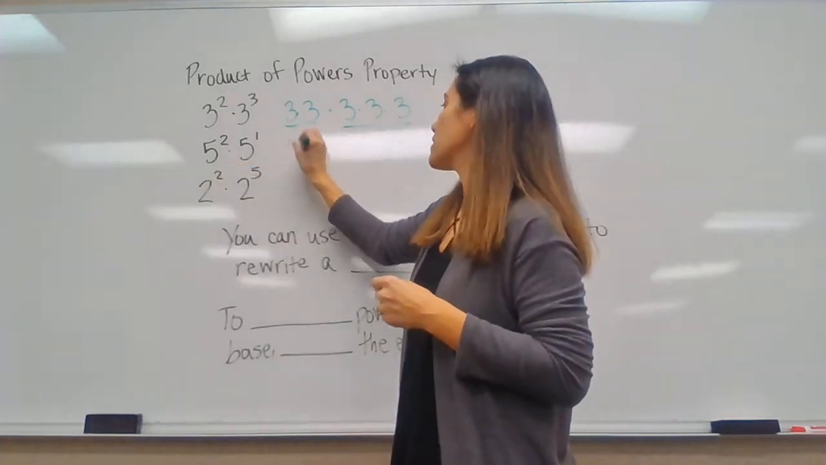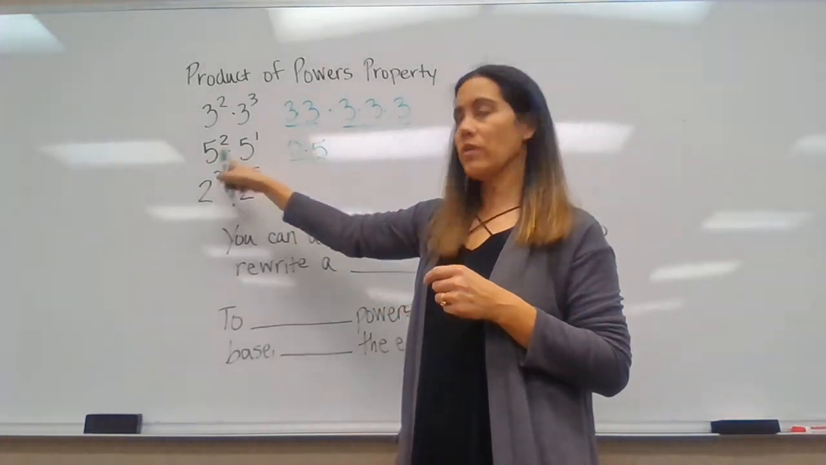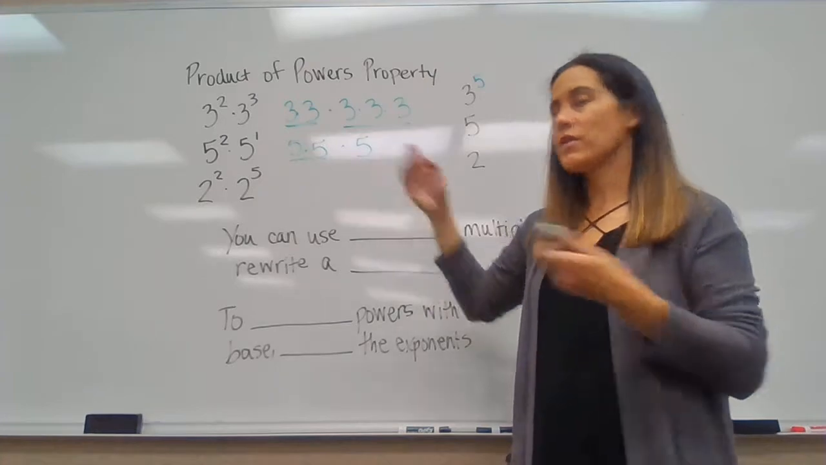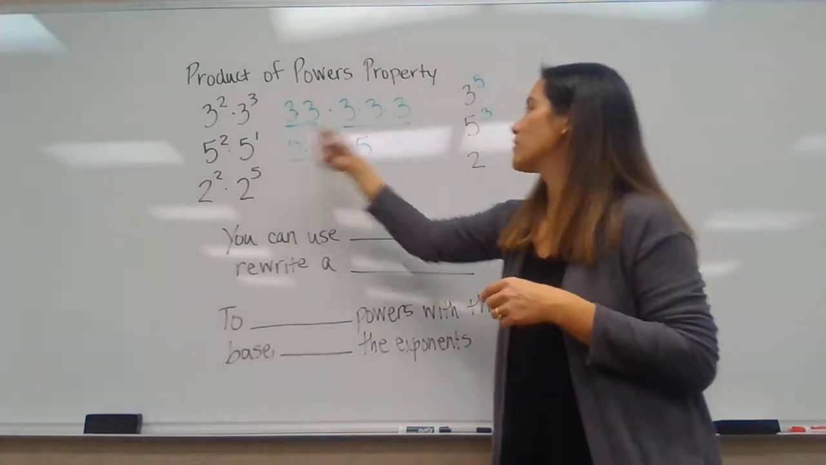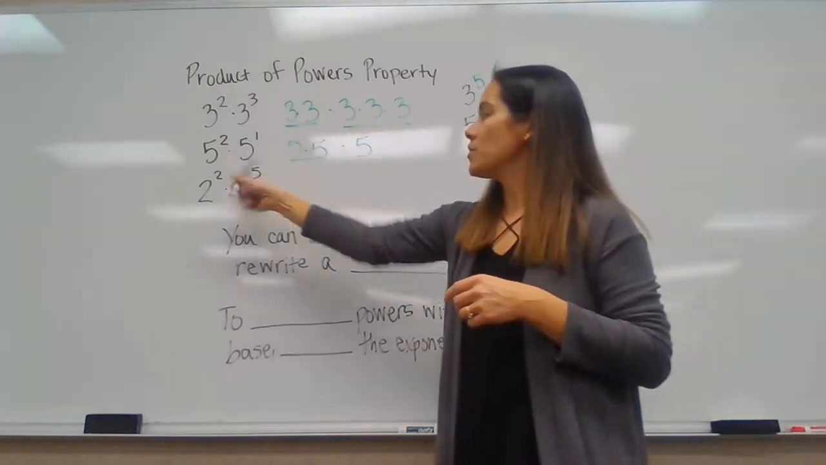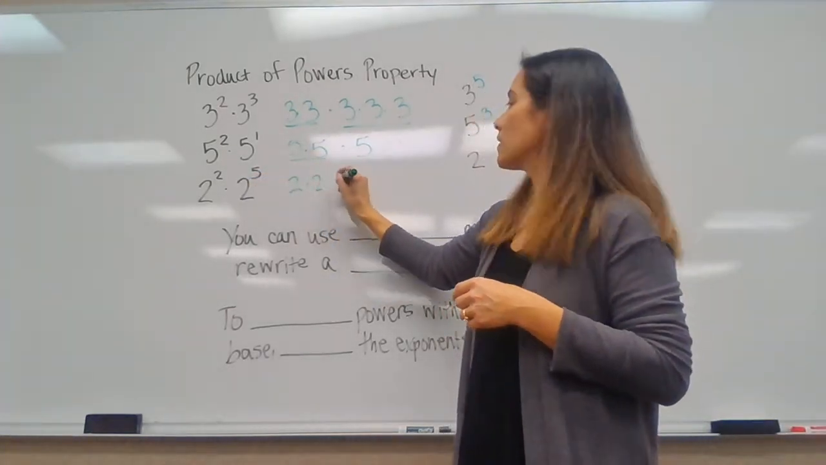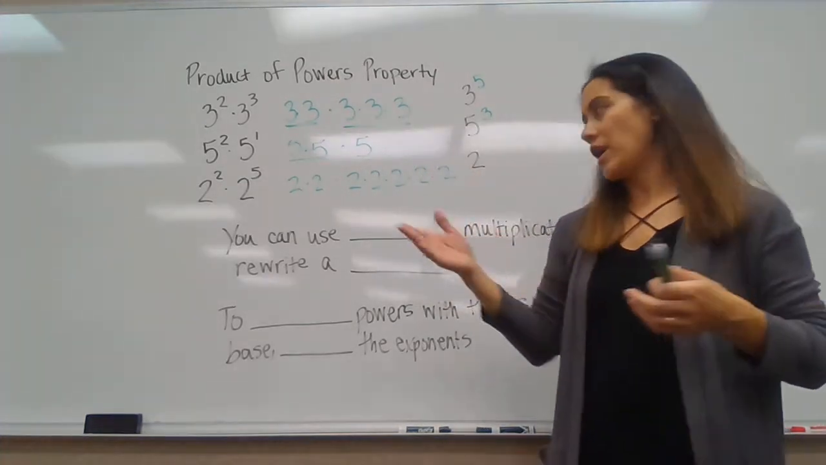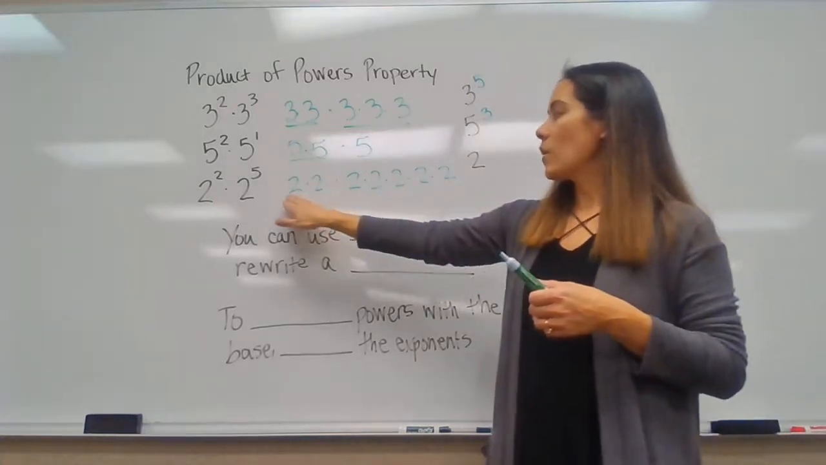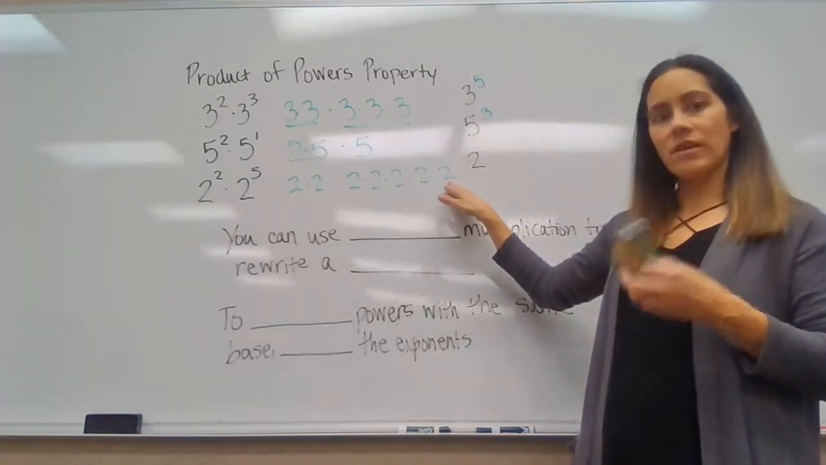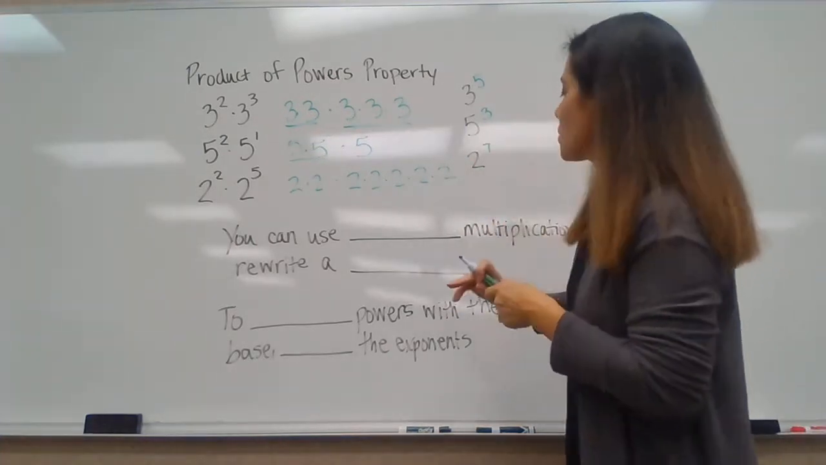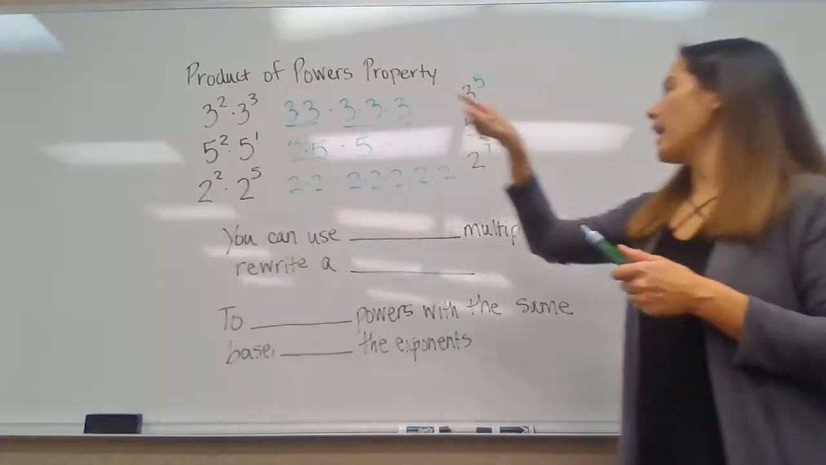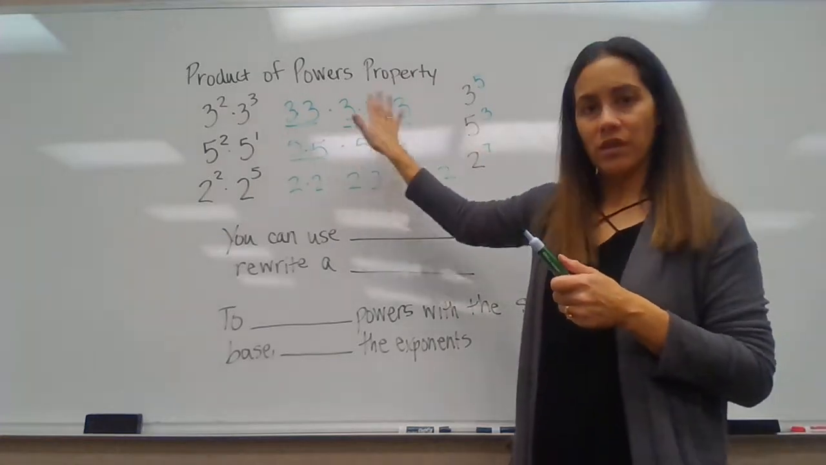5 squared is 5 times 5. So there's 5 squared times 5 to the first. Well, now I have 1, 2, 3, 5 to the third. So you may have started to figure out what a shortcut is. 2 squared, 2 times 2, 2 to the fifth, 2, 2, 2, 2, 2. Now, I know most of you are not going to want to write all of these out. So I noticed 1, 2, 3, 4, 5, 6, 7. There's 7 of them. So what we're going to do is figure out the relationship between this and this without having to do everything in the middle.